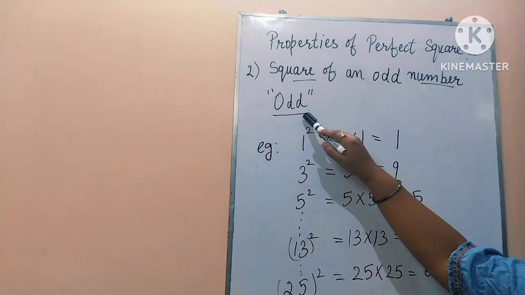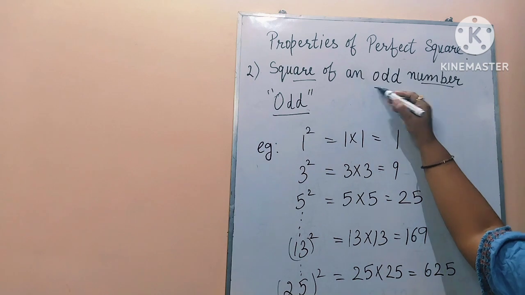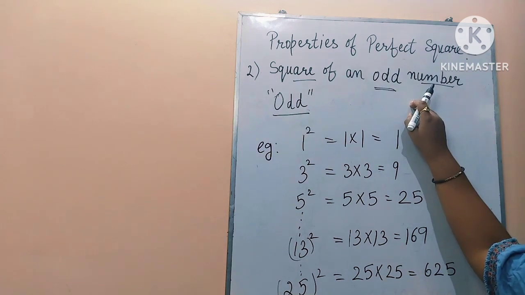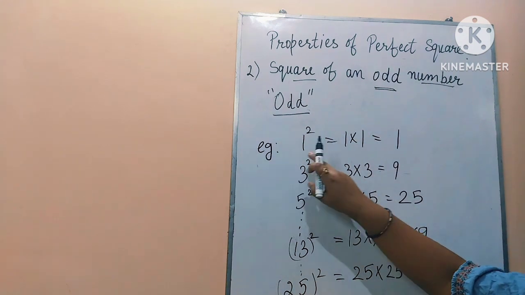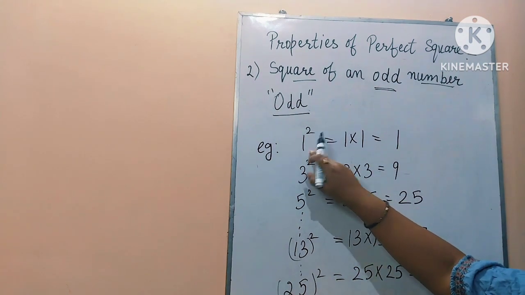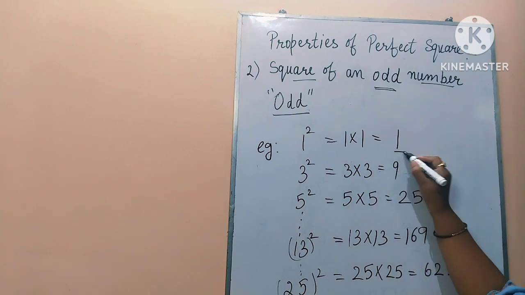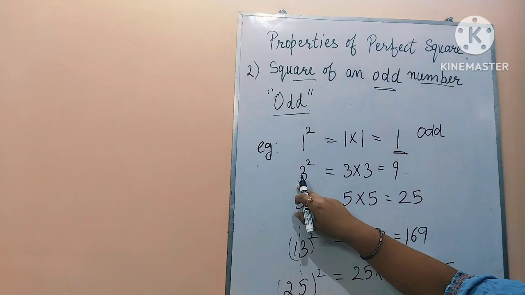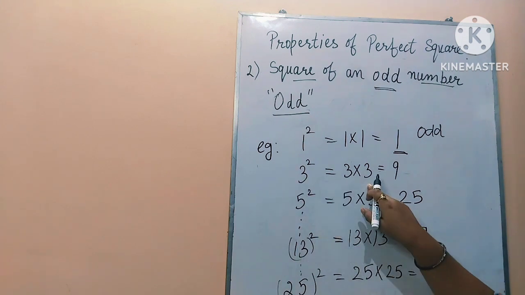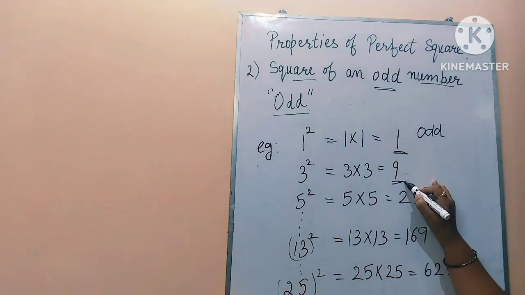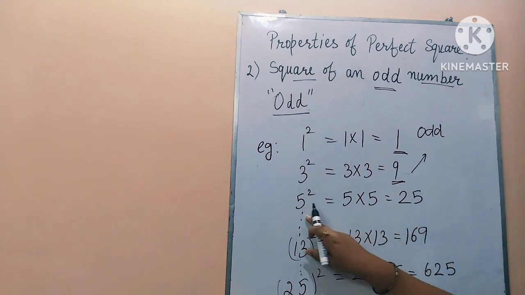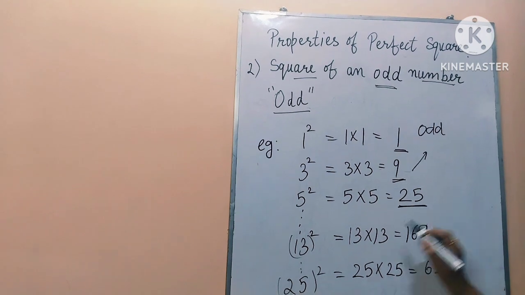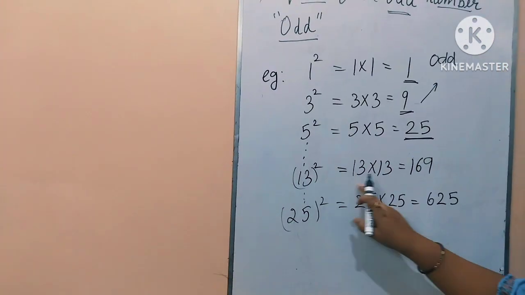Second property of perfect square, square of an odd number is also odd. Similarly we did the example of even, now we are going to do the example of odd. So let's take 1 as an odd number and the square of 1 is also 1 which is also an odd number. Similarly, if you take 3 as an example, the square of 3 is 9 which is again odd. If you take 5, the square of 5 is 25, again an odd number.